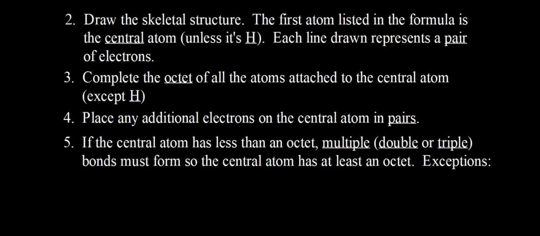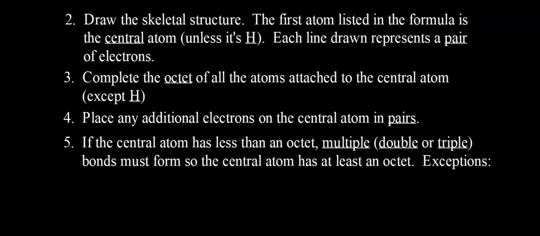Next it says to complete the octet of all of the atoms that are attached or bonded to the central atom. There's an exception to this, again, which is hydrogen. Hydrogen never gets any lone pairs of electrons. So for everything else, we want to complete the octet for the bonded atoms. Next, place any additional electrons on the central atom in pairs. These are called lone pairs of electrons.